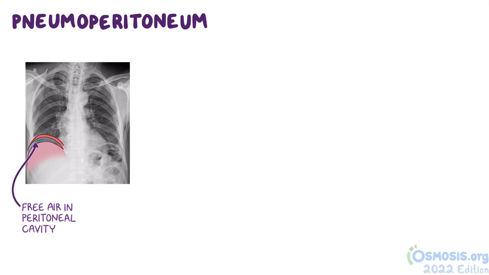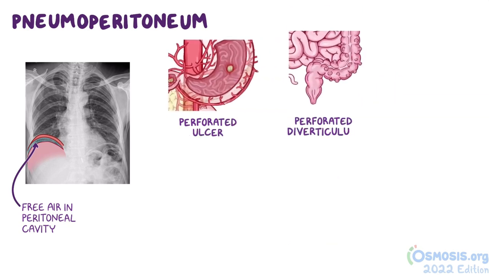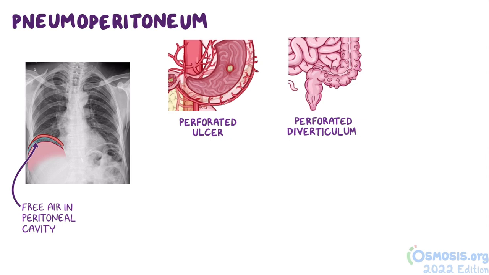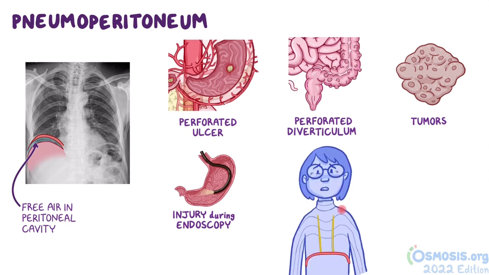A pneumoperitoneum is caused by any condition where air can leak into the peritoneal cavity. For example, any perforation along the gastrointestinal tract, such as a perforated ulcer or perforated diverticulum. Other causes include trauma, tumors, or even iatrogenic causes, such as injury during endoscopy. Remember our earlier talk about diaphragmatic irritation and shoulder tip pain? Well, free air under the diaphragm can also result in shoulder tip pain.